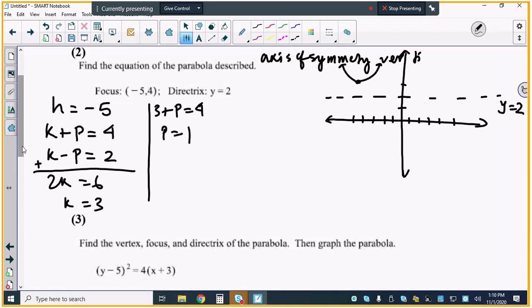So the vertex is -5, 3 because k is 3, and the focus is here, and that point is -5, 4. Whereas the directrix, if I want to know, is given, y equal to 2, and the axis of symmetry is the easier one. This is x equal to the x coordinate of the vertex, and that's -5.